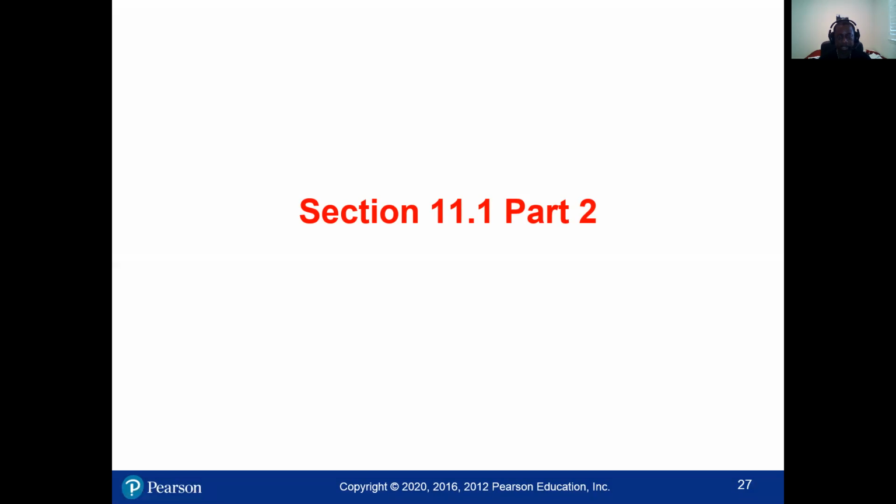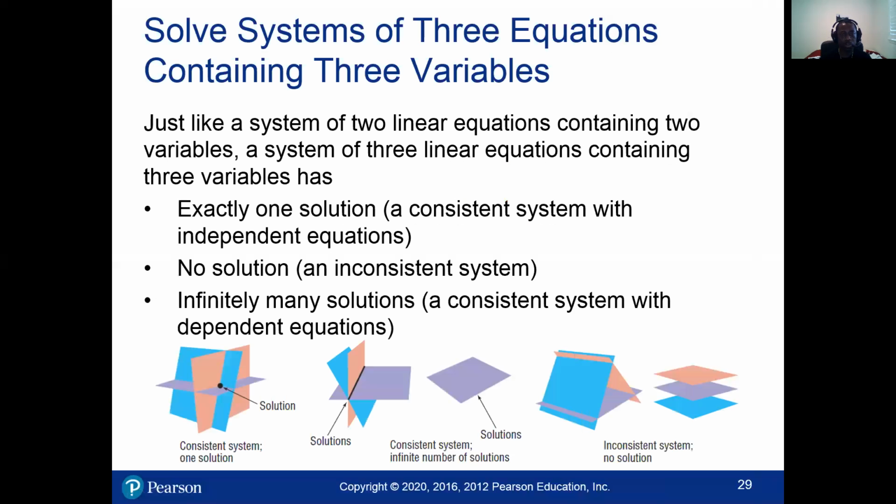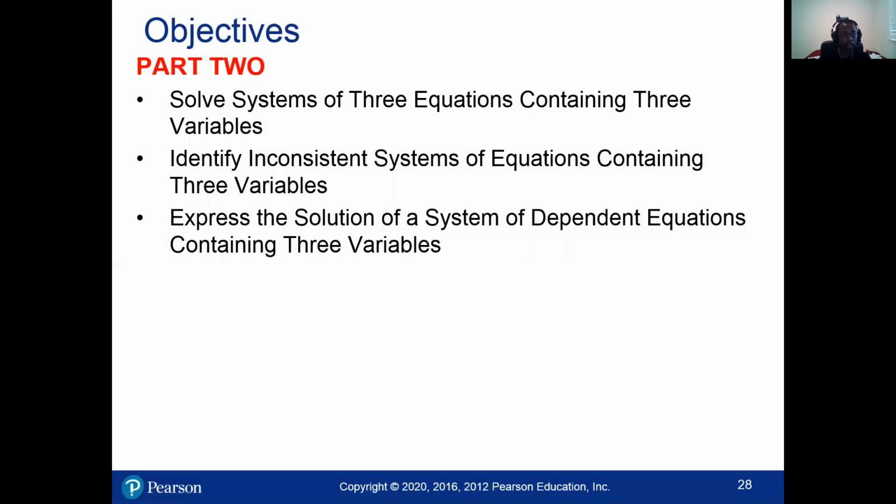Hello class, this is the part 2 video for section 11.1, and for this section we'll go through these learning objectives. We'll solve a system of three equations containing three variables. We'll determine whether the system is inconsistent and has no solution, or it is dependent and has infinitely many solutions.